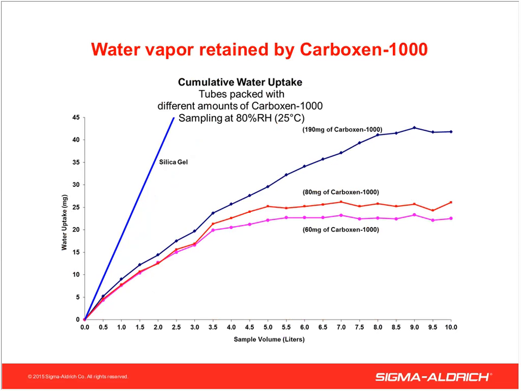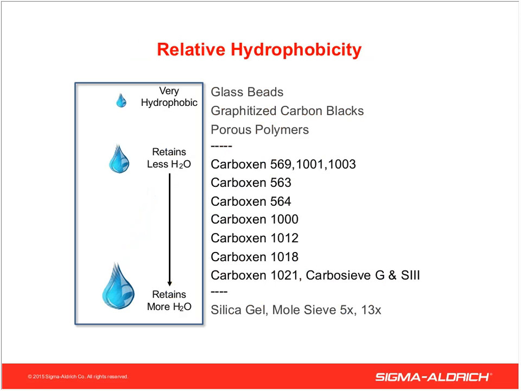So when designing a multi-bed tube, we try to keep the amount of carbon molecular sieve as small as possible while maximizing the weaker adsorbents such as Carbopack or 10X. This slide shows the relative hydrophobicity of various adsorbents. Carbon molecular sieves will always require a dry purge if used in a humid atmosphere.